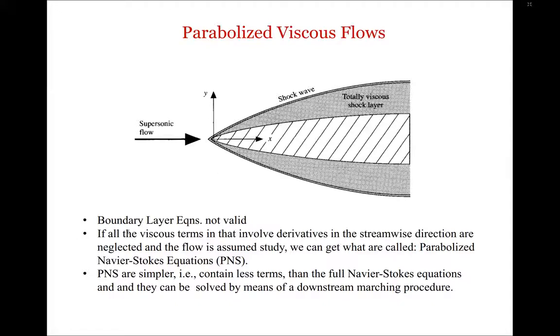The boundary layer equation is not valid here. If all the viscous terms that involve derivatives in the streamwise direction are neglected and the flow is assumed steady, we get what are called the parabolized Navier-Stokes equations. The parabolized Navier-Stokes equations are simpler and contain fewer terms than the full Navier-Stokes equations, and they can be solved by means of a downstream marching procedure.